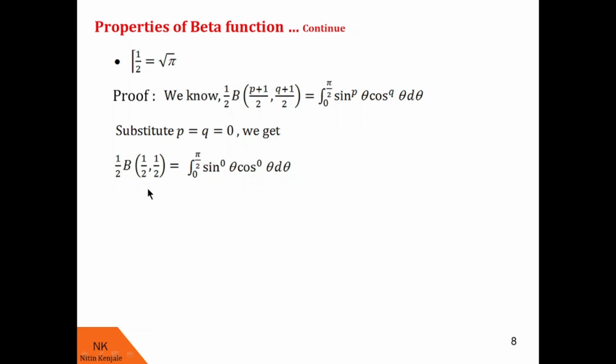Now in the left hand side, we will make use of beta gamma relation and we write beta of half comma half as gamma half into gamma half upon gamma of half plus half, that is gamma of 1.